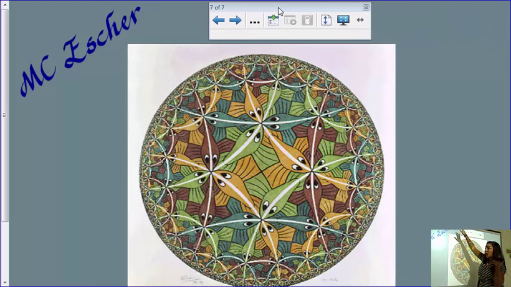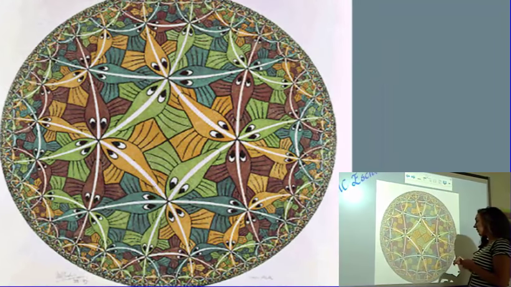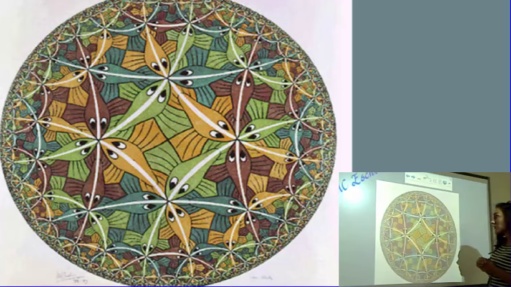Mrs. Hurst might have talked about M.C. Escher throughout your class periods, or if you've never heard of M.C. Escher, he's a famous artist, and this is one of his designs where there's all these rotations within his artwork, so it's pretty cool. All right, see you guys back in class.